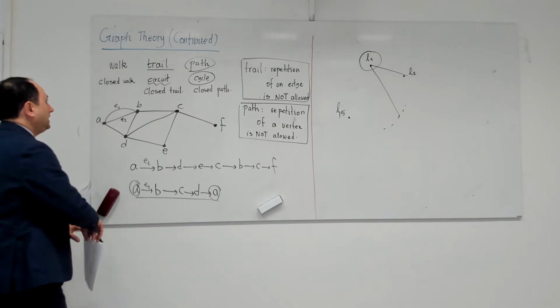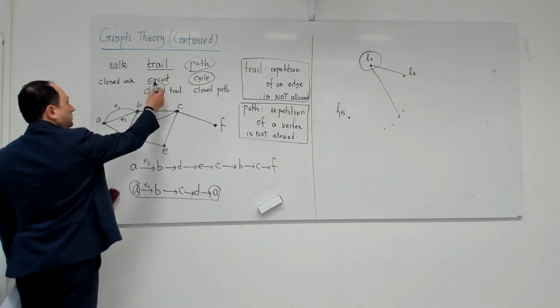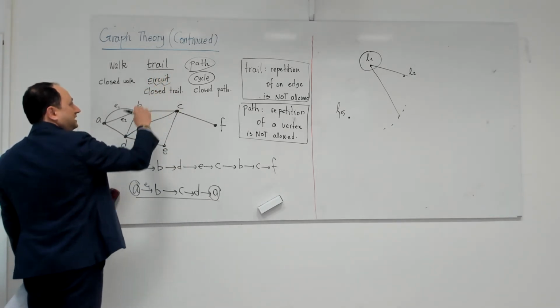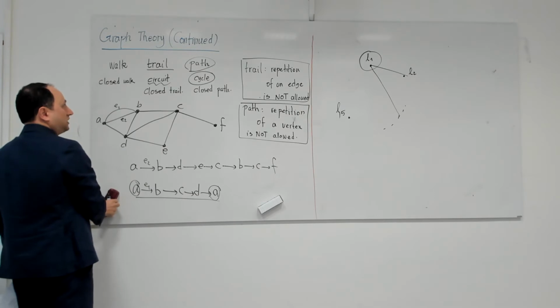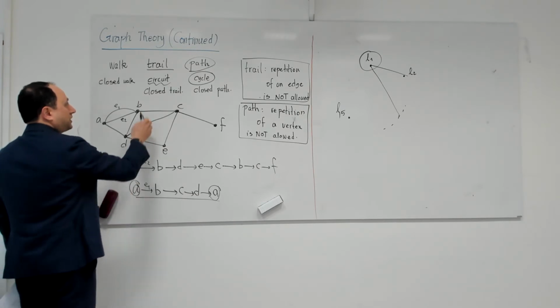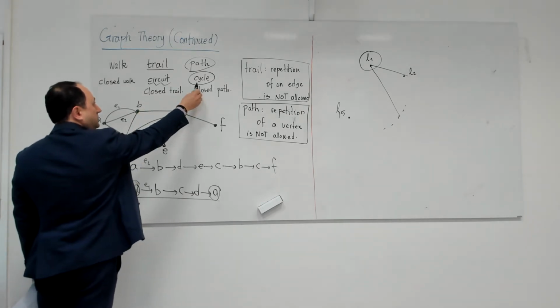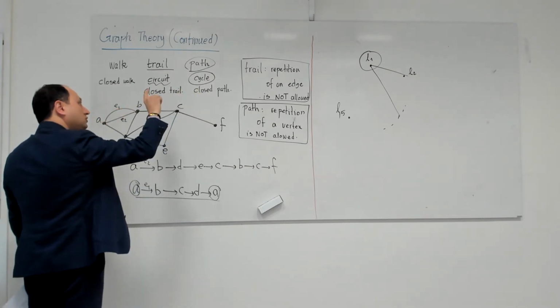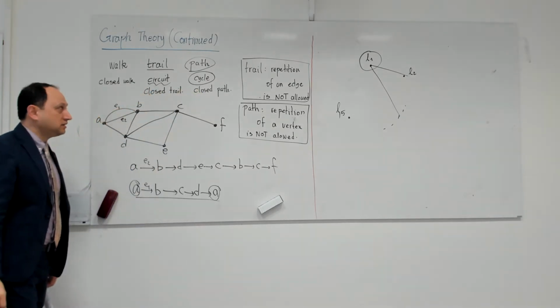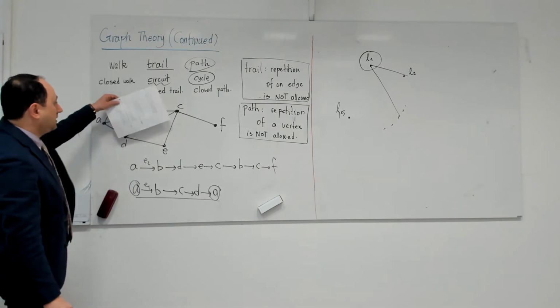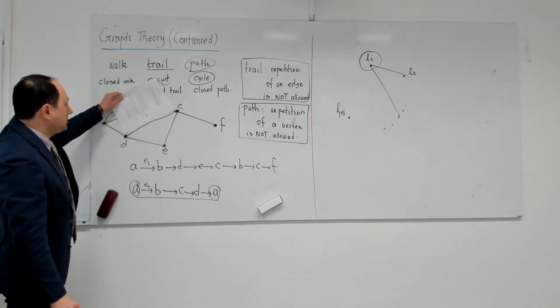And when we are dealing with a circuit, we assume that our graph has at least one edge. Otherwise, it is not possible to have a circuit. And when we talk about a cycle, we assume that you have at least 3 edges. Okay? So any triangle like this can be considered a cycle.